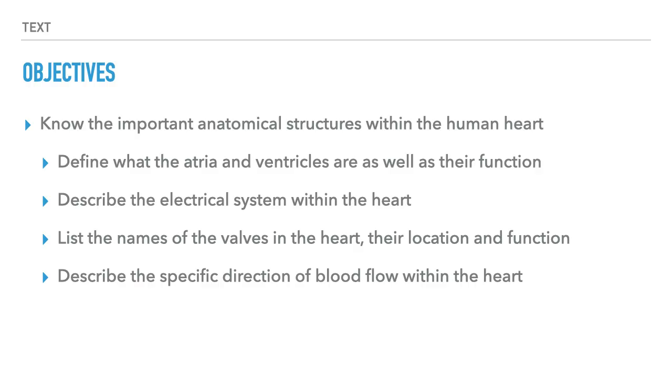So there's one main objective I want us to focus on throughout this lecture, and it's to know the important anatomical structures within the human heart. Some sub goals that we can focus on to make it a little bit more tangible: the first is I want to define what the atria and ventricles are, as well as their function, describe the electrical system within the heart, list the names of the valves in the heart, their location and function, and lastly, describe the specific direction of blood flow within the heart.